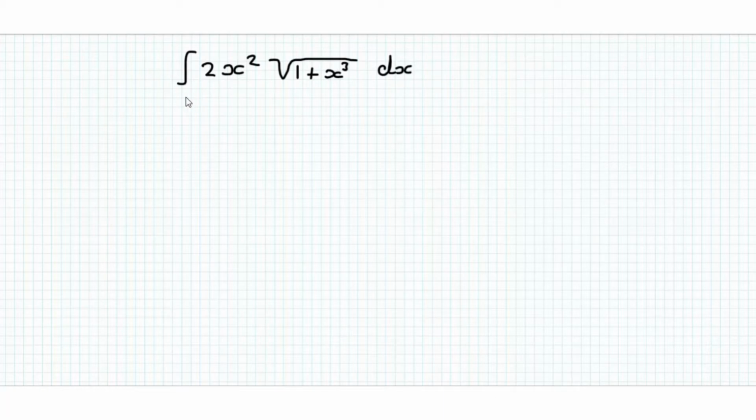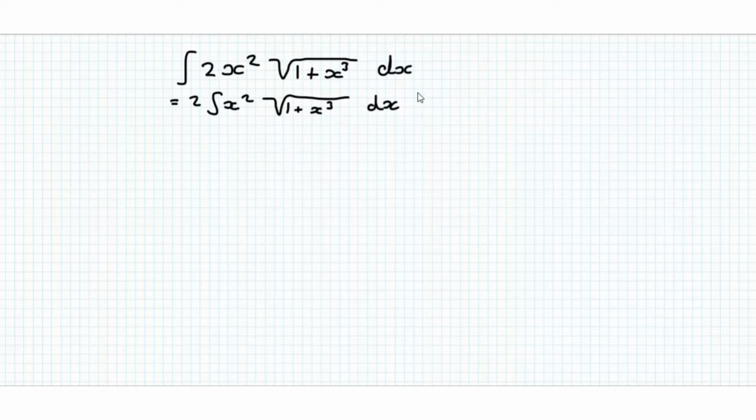And the first thing I'm going to do is just take this 2 out, so that's equal to 2 times the integral of x squared multiplied by the square root of 1 plus x cubed with respect to x. The reason you can take that out is anything that's independent of x doesn't need to be integrated with respect to x.